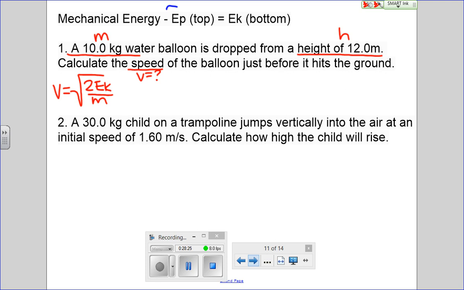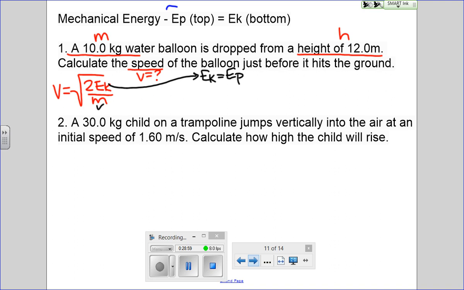And so I ask myself, do I know those things? Well, I definitely know mass. It tells me right in the question. Do I know kinetic energy? Not yet, but I will. For me to figure out kinetic energy, I'm going to remind myself that the kinetic energy that this object has right before it hits the ground will be the same as the potential energy it had at the top.